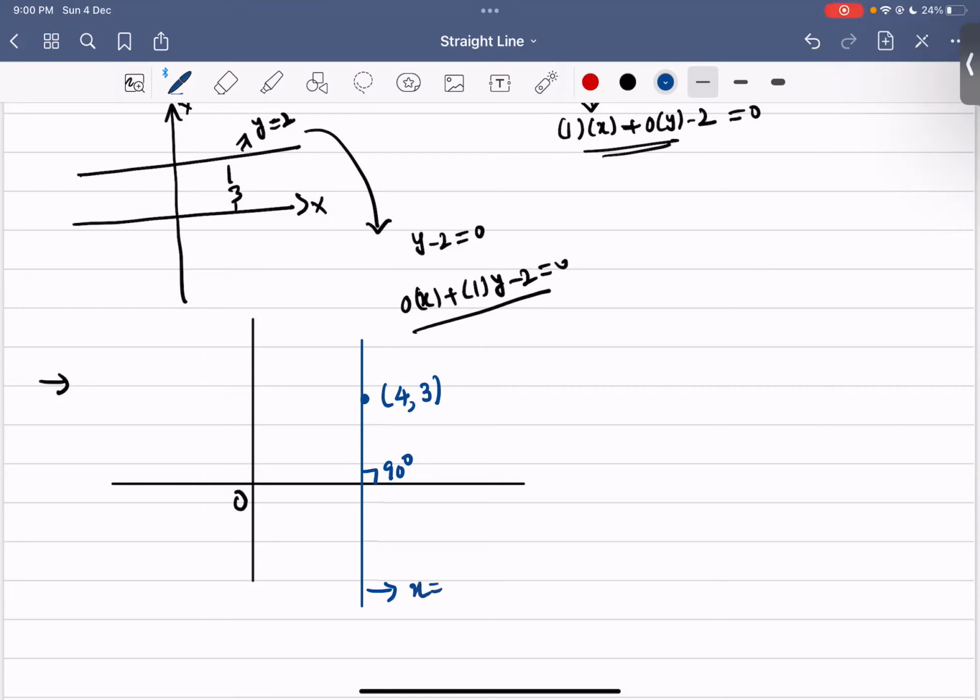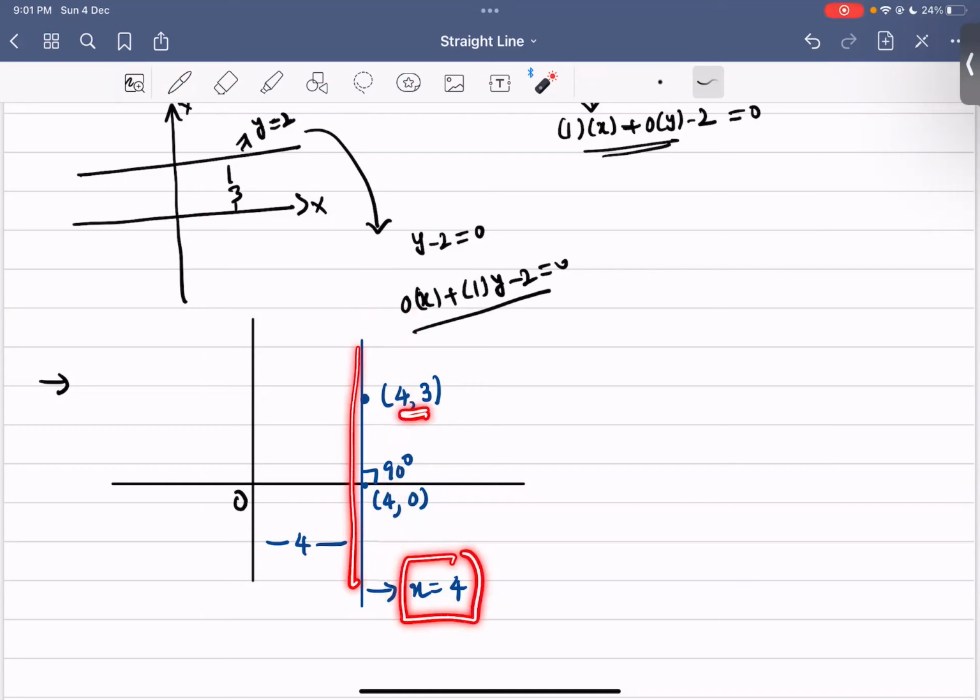X equal to 4, because here also the x coordinate is 4 or not, because this distance is always 4. You take any point on this line, x coordinate will be fixed or not. Yes. That's why we denote this line with x equal to 4, because this is a constant. Y varies, y changes. Here y is 3. If you take some other point 4 comma 2, y is 2. Here 4 comma 0, y is 0. But x is fixed. That's why we represent this vertical line which passes through 4 comma 3 as x equal to 4.